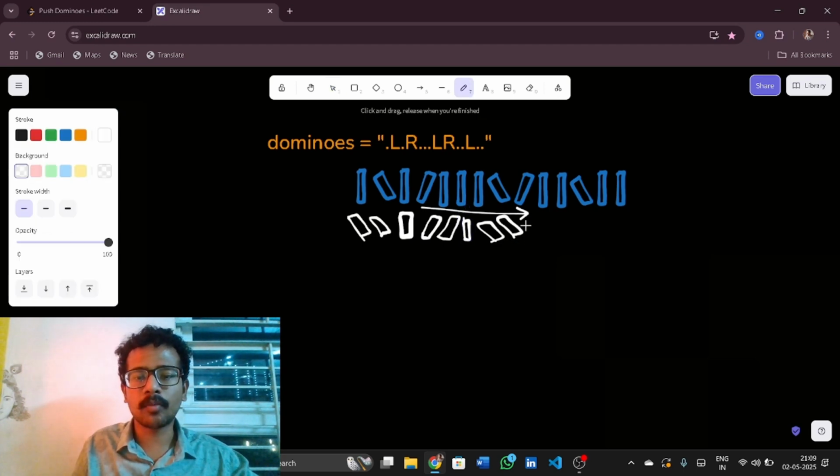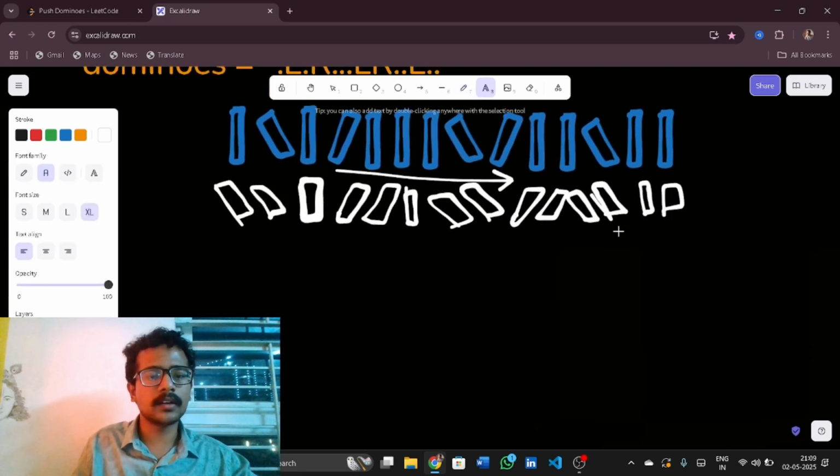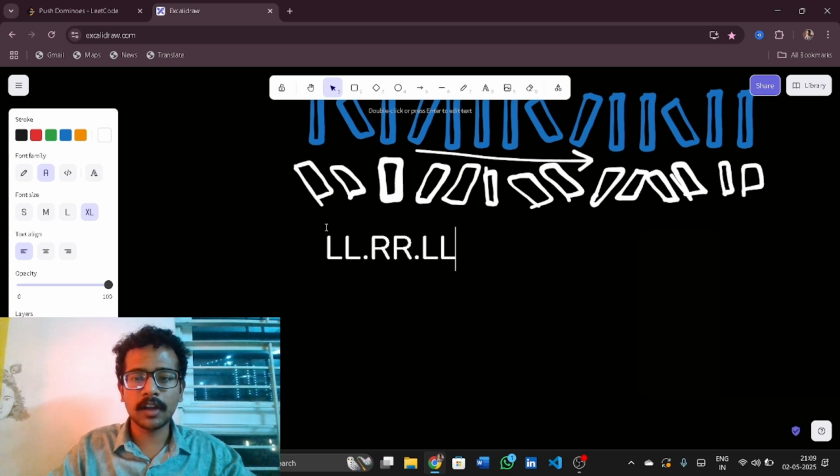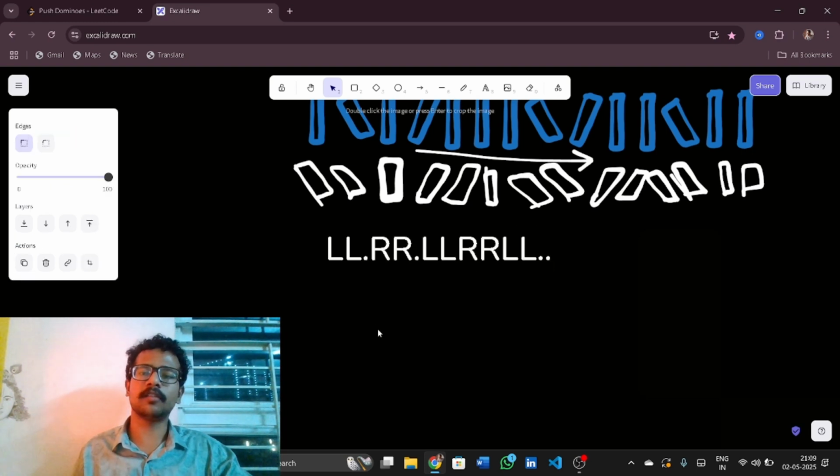Now I have this domino to the right, and then this domino to the left, and then this will be falling to the right, and then this will be falling to the left. Now I have these two straight dominoes. If I write the string, it will be something like left, right, left, left, or dot, right, right, dot, left, left, and then right, right, left, left, dot, dot. I think it's clear for you.